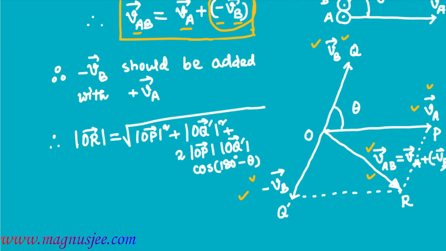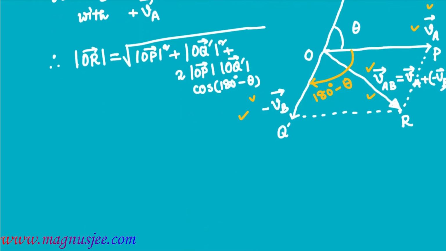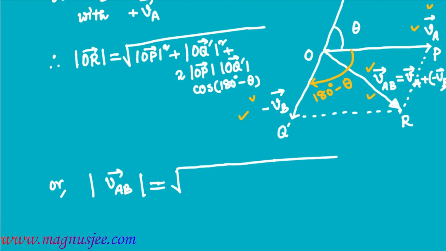Here the angle between the direction of vector VA and minus vector VB is 180 degree minus theta. This angle is 180 degree minus theta, which is the angle between vector VA and minus vector VB, or vector OP and vector OQ prime. So now in place of mod vector OR, we can write mod vector VAB is equal to root over, this expression derived from parallelogram law of vector addition.